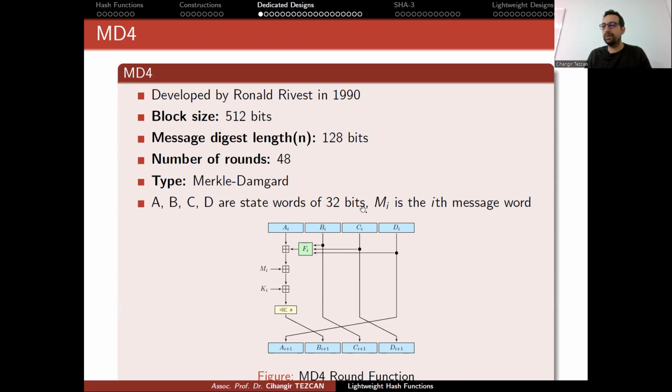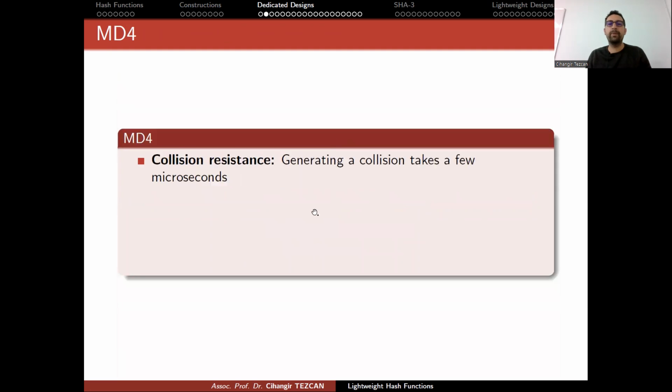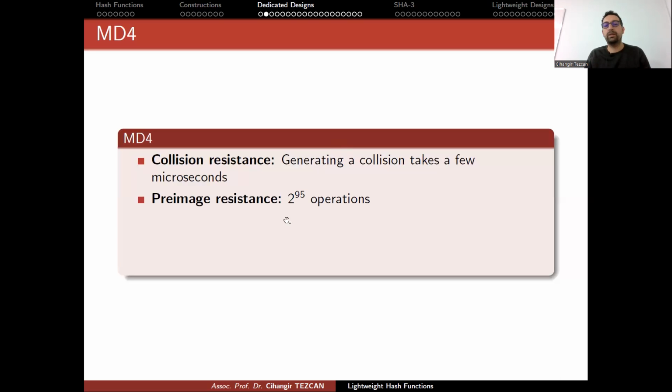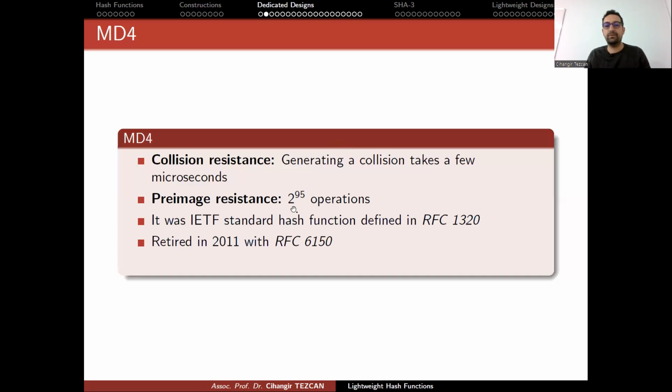So this is a very simple design from 1990, and generating a collision takes a few microseconds. So you can produce a lot of MD4 collisions on a laptop in a second, maybe thousands of times. And there's an attack that finds a preimage with 2 to the 95 operations. But as you can see, a generic attack would require 2 to the 128 operations. But you can find a preimage in a faster way.